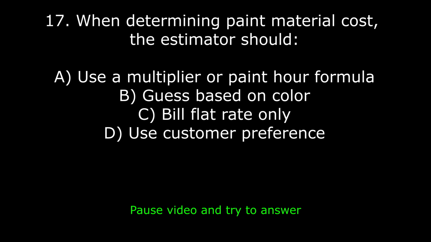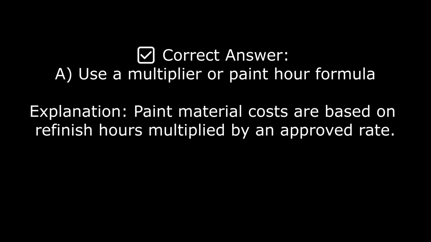17. When determining paint material cost, the estimator should A, use a multiplier or paint hour formula, B, guess based on color, C, bill flat rate only, D, use customer preference. Correct answer, A, use a multiplier or paint hour formula. Explanation: paint material costs are based on refinishing hours multiplied by an approved rate.